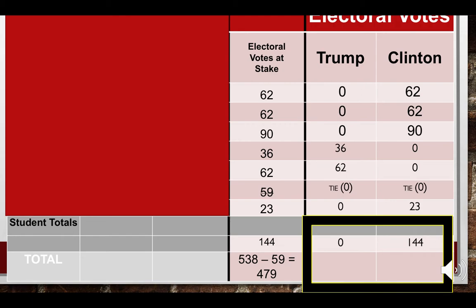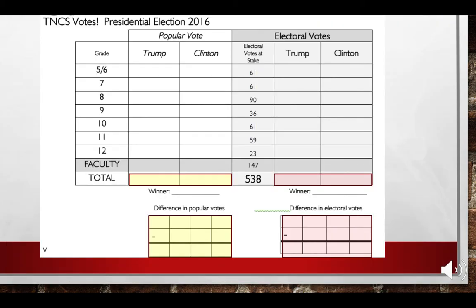Take a moment to look at that middle column all the way down at the bottom. I'm telling you how many electoral votes were at stake. There were 538 electoral votes at stake. However, we did not use them all. In 11th grade, there was a tie, and so we did not award the 59 electoral votes for that one. So we only have a total of 479 electoral votes going out.